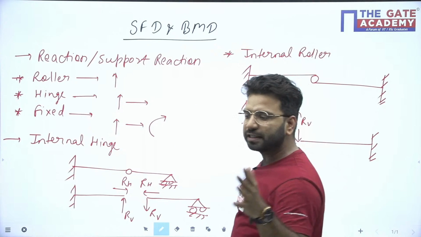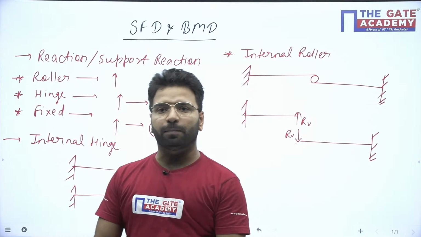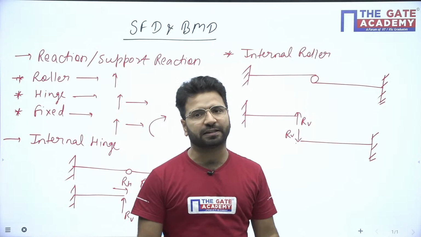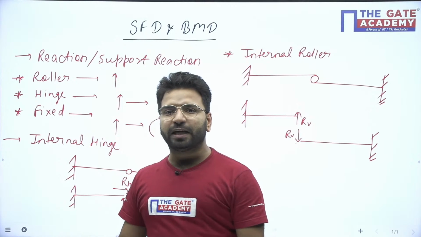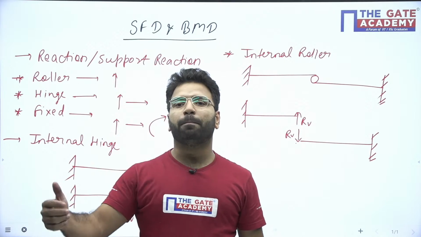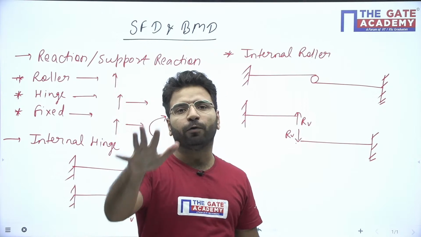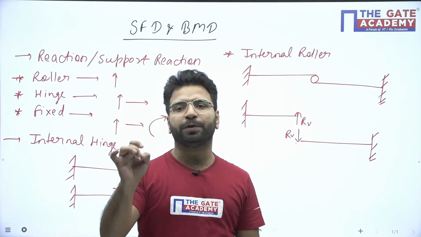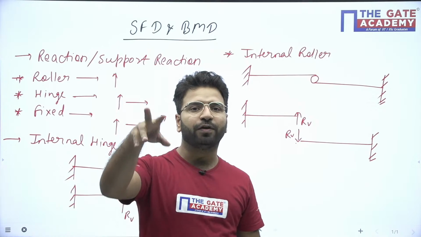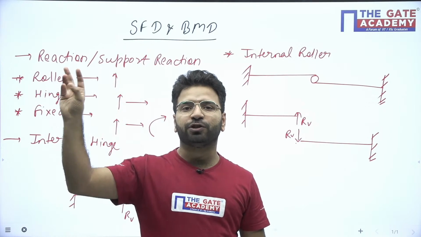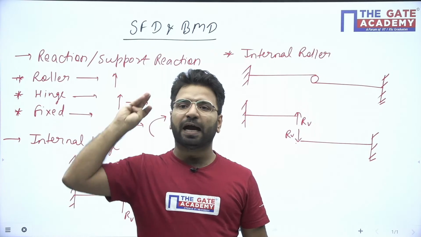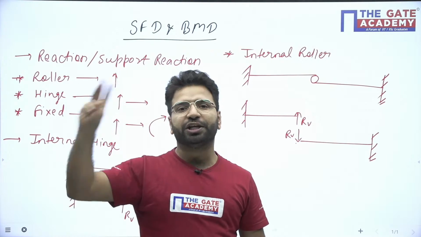And one more thing, in strength of material, we discussed only the statically determinate beams. What is a statically determinate beam? If the number of reactions can be found with the help of the equilibrium equations, which in two dimensions are sigma Fx equals 0, sigma Fy equals 0, sigma Mz equals 0.